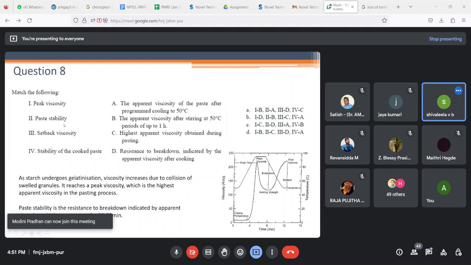If there's a very small drop, which means your paste is stable. If there's a drastic drop, which means your paste is not stable. So this is measured at very high temperature, somewhere around 95 degrees, for 20 to 60 minutes by stirring it continuously. So what is setback viscosity?